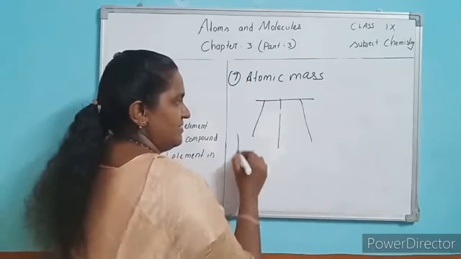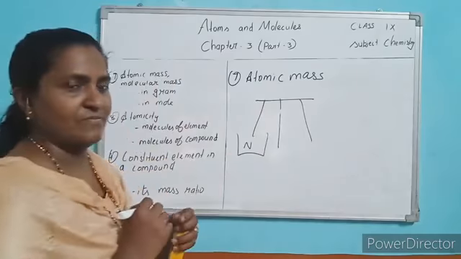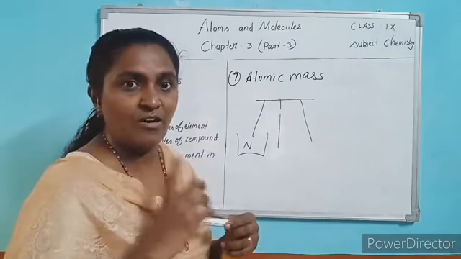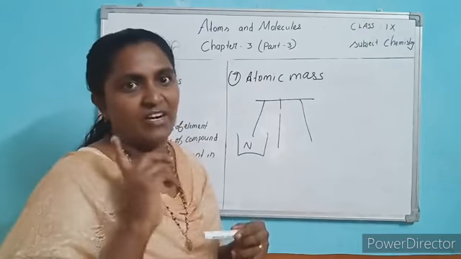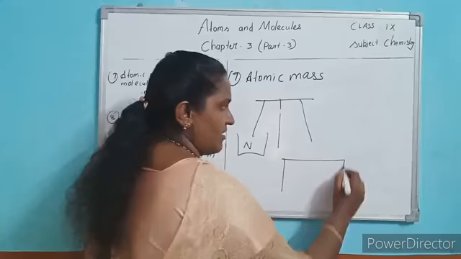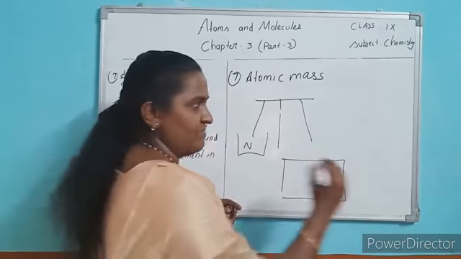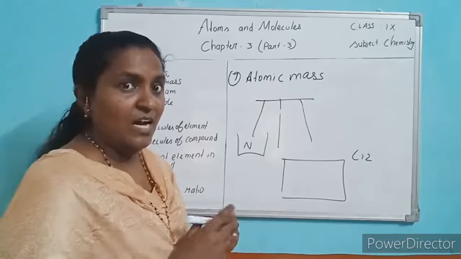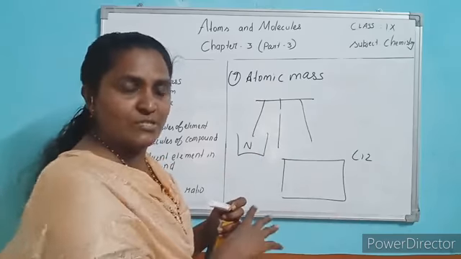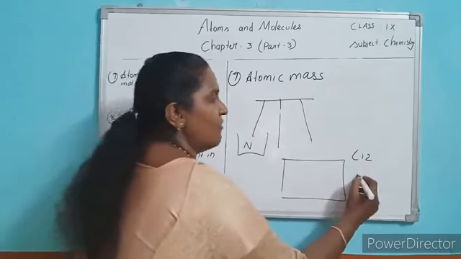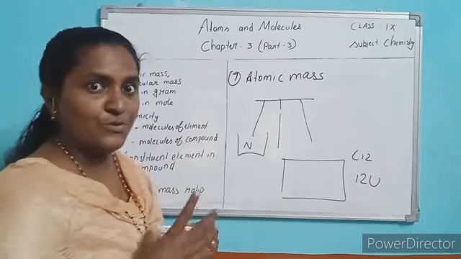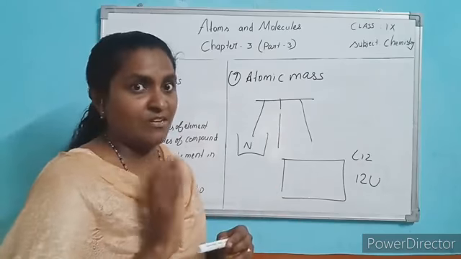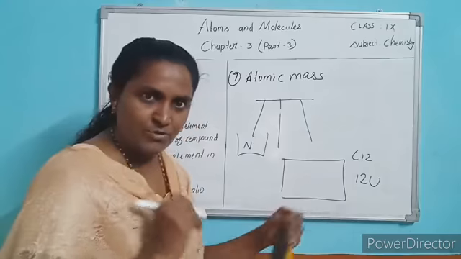Here I take one nitrogen atom. In the other pan I take the standard unit. Here, what is the standard unit? 1/12 of carbon 12. What does it mean? This is one full carbon 12 atom. This atom's name is carbon 12. I am going to divide it. The total mass of this carbon is 12 U. What is U? Unified mass. The unit of atomic mass is U, unified mass, not gram.